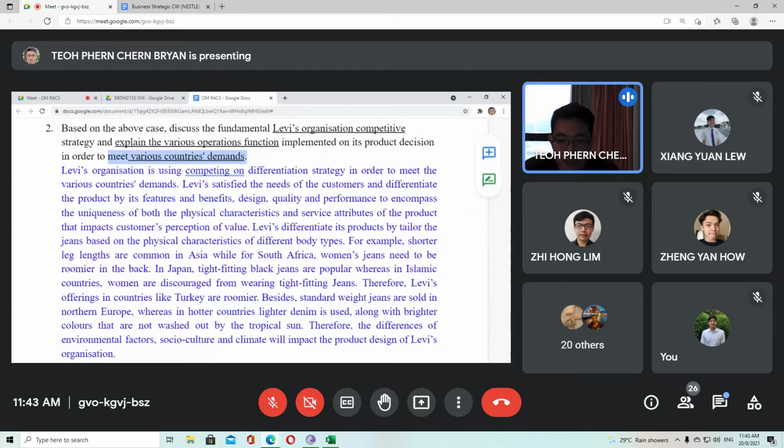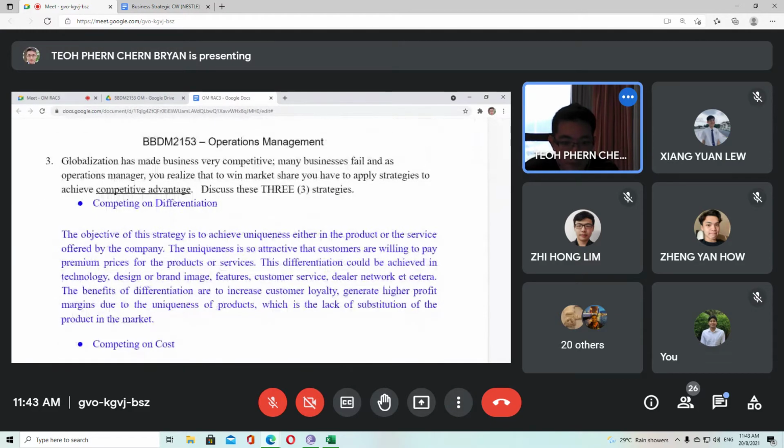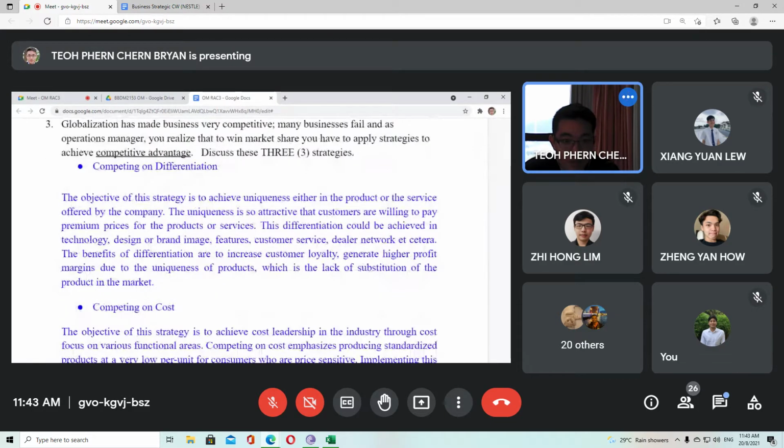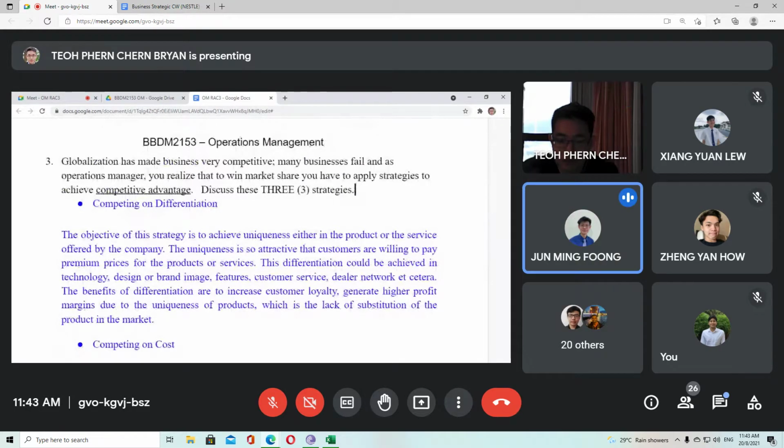Okay, so another thing is the advertisements. Can use a bit also, but not very relevant. Okay, let's go on. Number three. Number three has nothing to do with the case anymore. It's just an extra question. Question three. Globalization has made business very competitive. Many businesses feel, and as an operations manager, you realize that to win market share, you have to apply strategies to achieve competitive advantage. Discuss these three strategies.